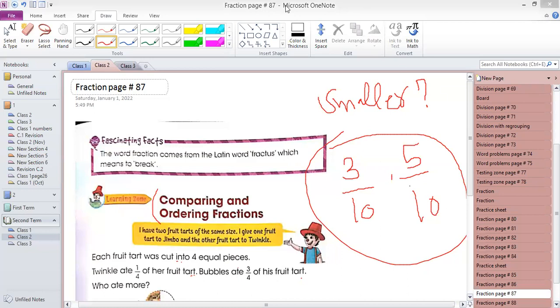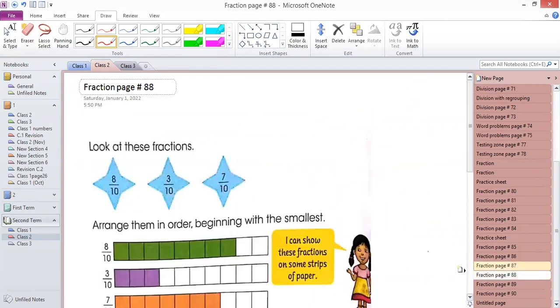So, guys, the answer is 3/10 is smaller than 5/10. Okay. Now, let's move to the next page.